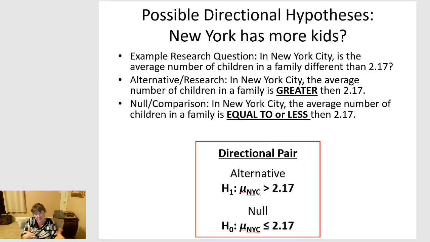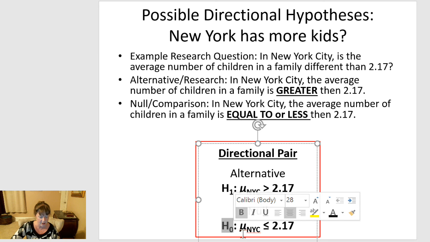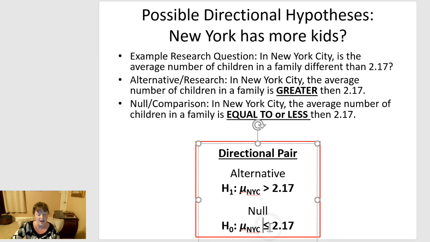Where equal to or less than are like the same thing, just not greater than, right? It's like you're saying they're either going to be greater than or not greater than. And not greater than would be either equal to or less than. And here are the formal symbols. The symbol for the alternative is still H sub 1, and we still have mu for New York City, but now we have specifying greater than 2.17, where the null hypothesis must then be H sub 0, that doesn't change. So the mu of New York City is less than or equal to 2.17.